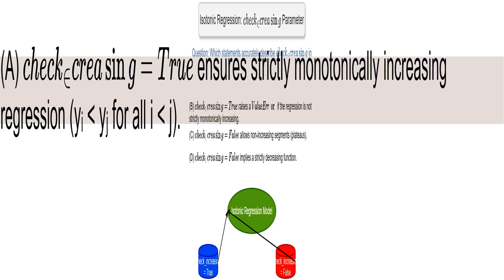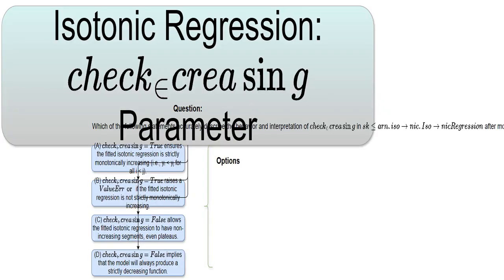This is correct. If I want a strictly increasing function and the model can't produce one, maybe because of the data, it will raise a `ValueError`. I'm explaining the `check_increasing` parameter in scikit-learn's isotonic regression. It controls how strictly the regression model increases. Think of it like a control knob for how steep the uphill climb needs to be.